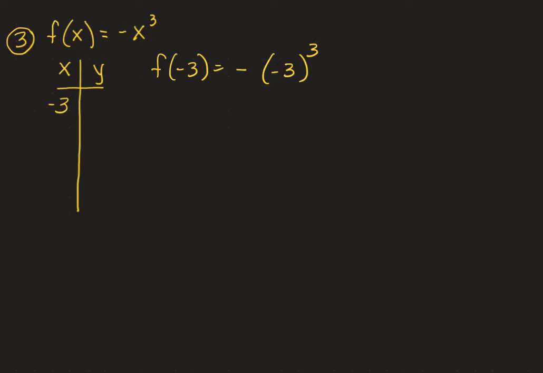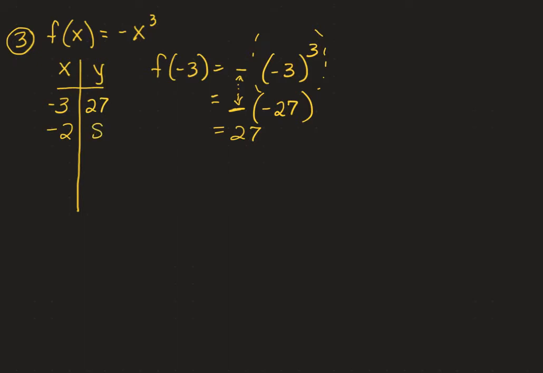So when I put that negative 3 in there, negative 3 times negative 3 is positive 9, times negative 3 is negative 27. That's what I get for this much of the function. Negative 3 cubed is equal to negative 27. But I still have this negative from there. So this becomes a positive 27. Negative 3 returns the value of positive 27.